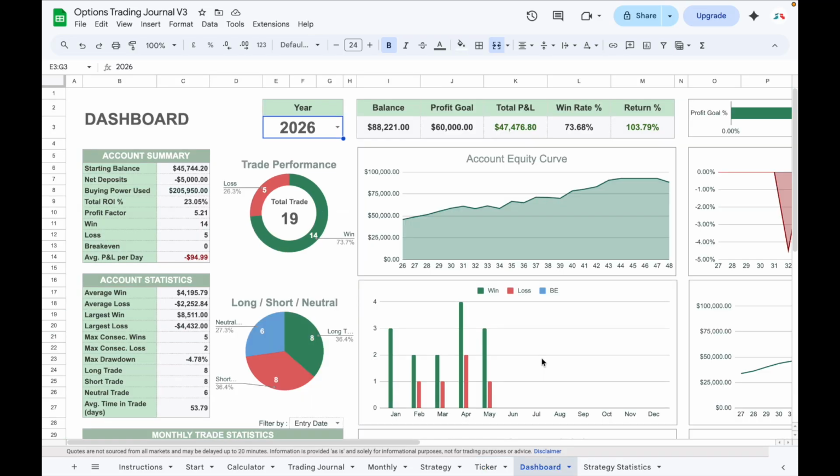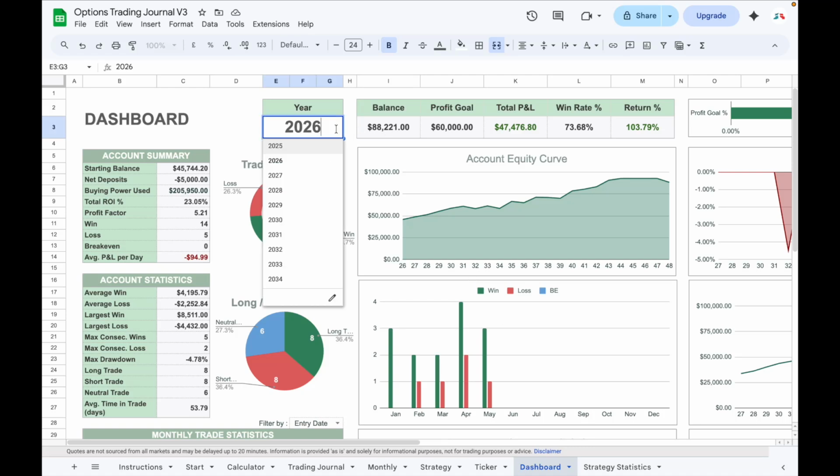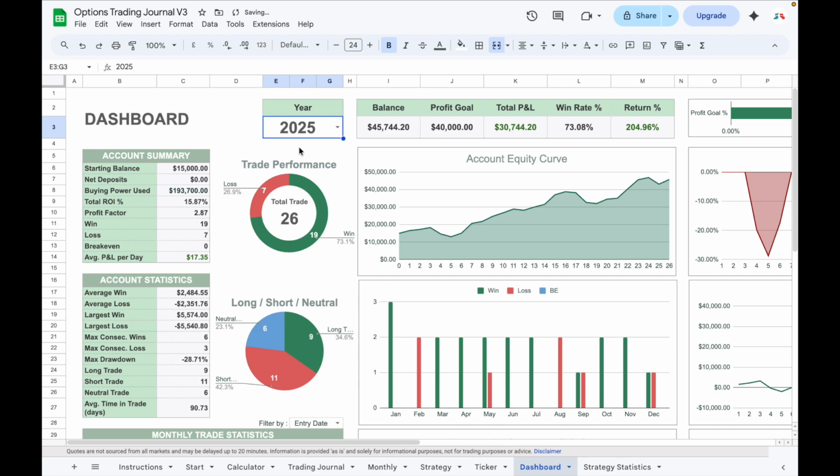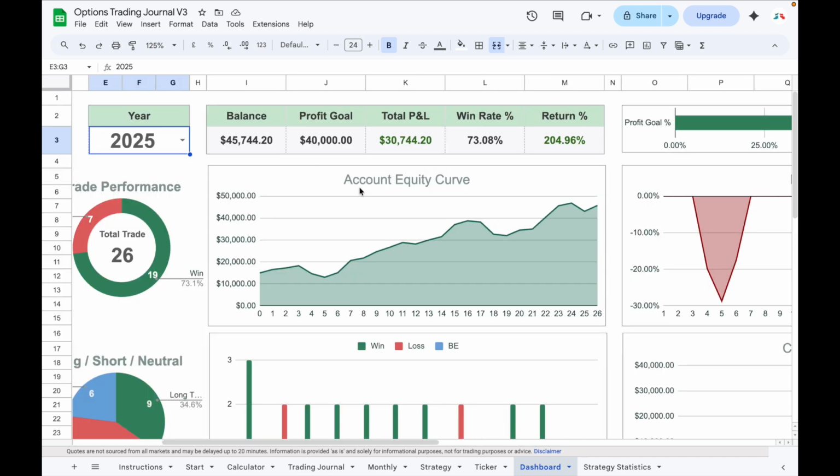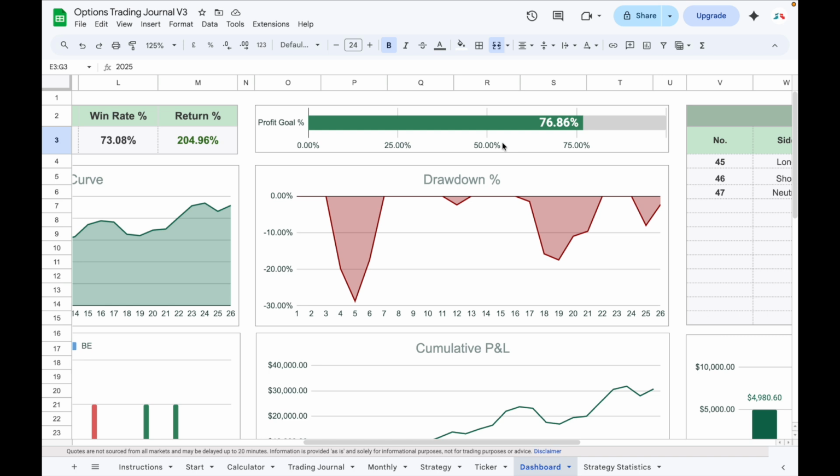Let's move to the dashboard tab where you can generate an automated annual overview and perform an in-depth analysis of your yearly trading performance. First, select a specific year from the drop-down list at the top. The scorecard at the top displays important metrics such as account balance, profit goal, total P&L, win rate, and return percentage for the account. A profit goal progress bar allows you to see how much progress you have made towards the profit goal of the year.